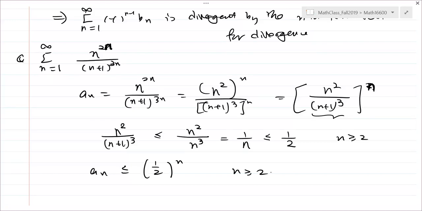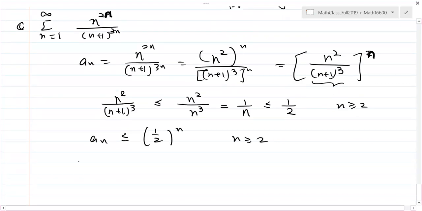If I rewrite the expression as something to the x power, then that can be changed, but let's keep going. Let's get smaller and smaller. I just want to make sure that term is smaller than some number which is smaller than 1. So n squared over (n plus 1) cubed should be less than or equal to 1/2 for sufficiently large n, n greater than 2.